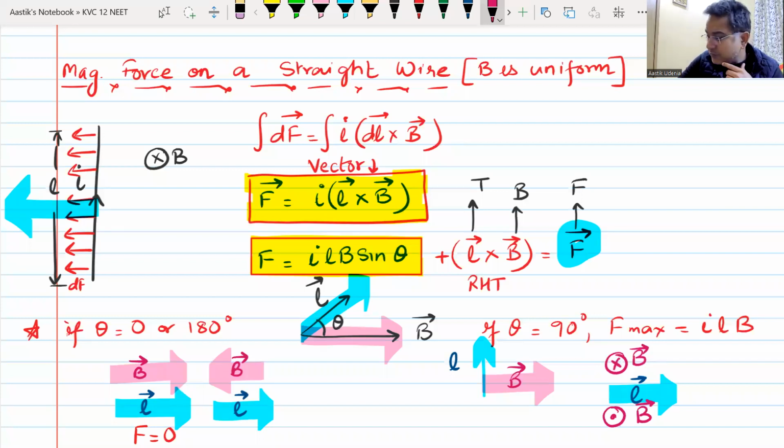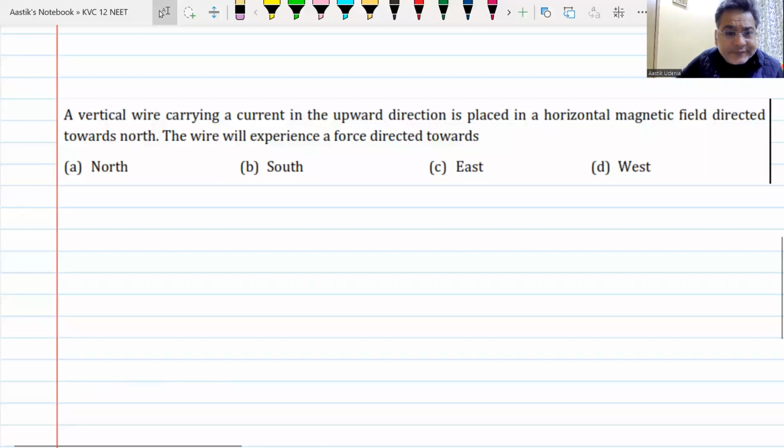Well, then let's move ahead, and I will give you a question to solve. Let me know once you get the answer. This is the question that I am talking about. A vertical wire carries current in the upward direction, is placed in a horizontal magnetic field directed towards north. What is the direction of force on the wire?